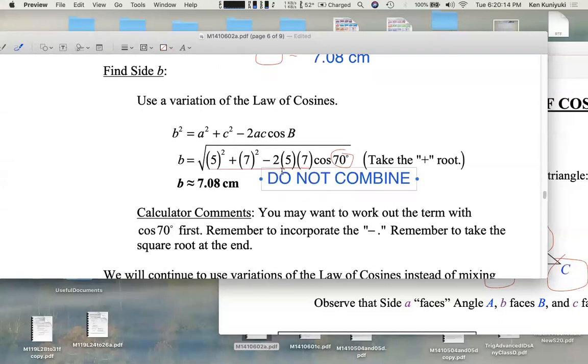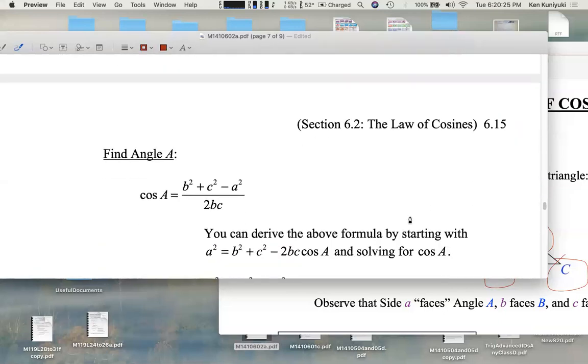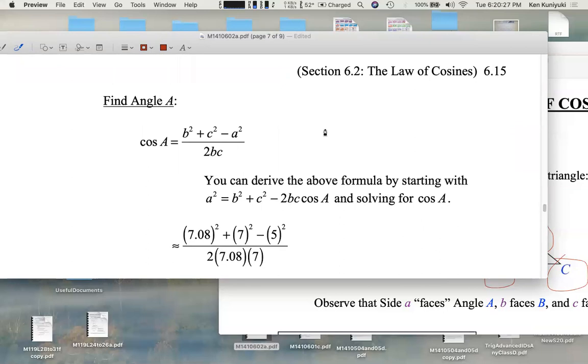Again, do not combine these. Do not blend these together. These guys go with him. All right. And then you can use the SSS versions. Since we have the 3 side lengths, you might want the better approximation for B. So use what's in your calculator.